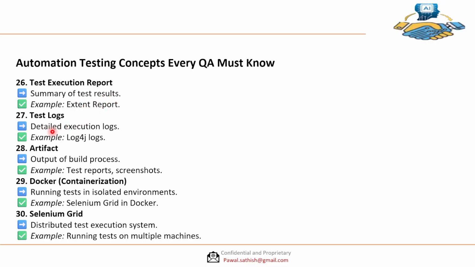Then test logs. It's a detailed execution log. So when we are executing our framework, definitely we have used the log4j logs. So this is called the test logs. Here we give all the granular details. Then artifacts. It's the output of the build process, like test report, screenshot, and other things.